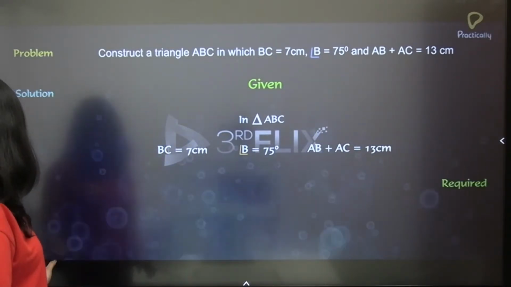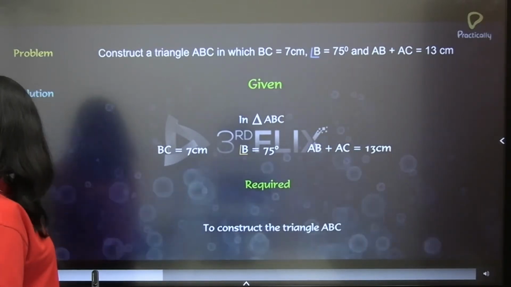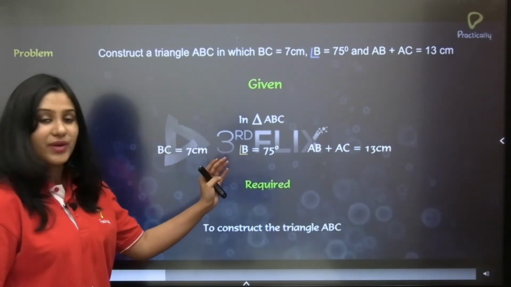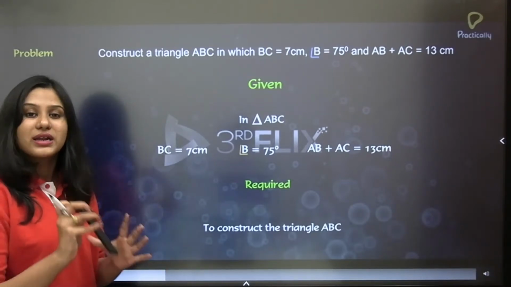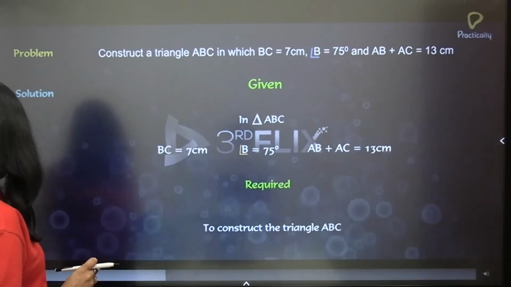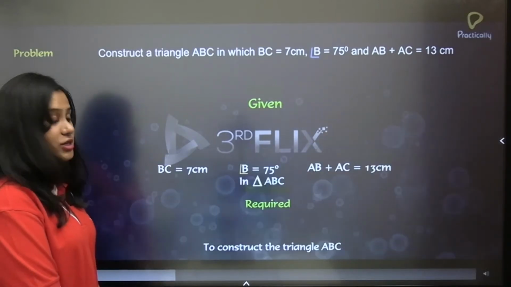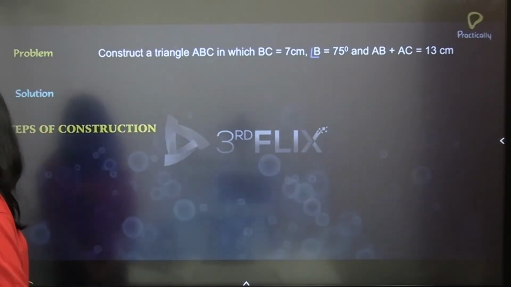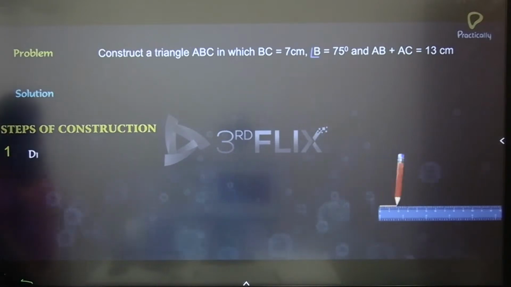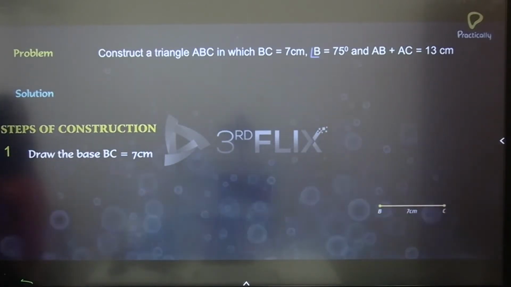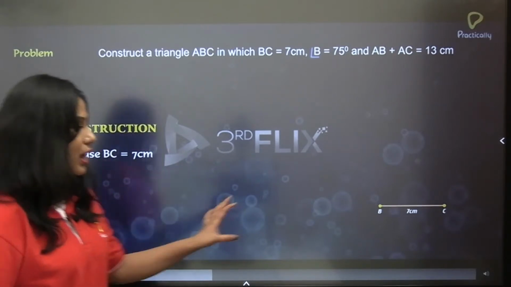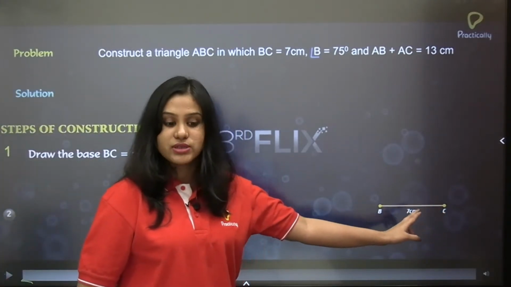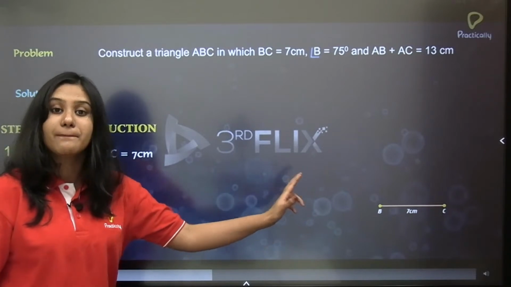So, whatever construction it is, make sure that you write what is given and what is required, or what you have to do, so that it will be clear for you. Just a clearer picture, nothing else. To construct triangle ABC. Steps of construction. Draw the base BC 7 centimeters. So, what is the first step? Here you have drawn BC, that is 7 centimeters, which is nothing but the base.